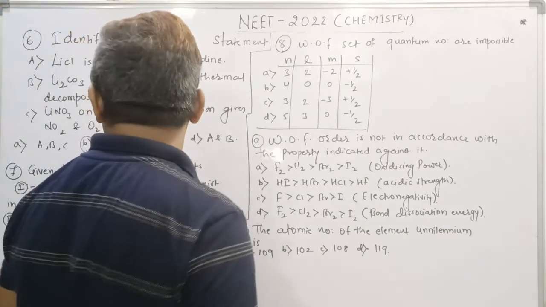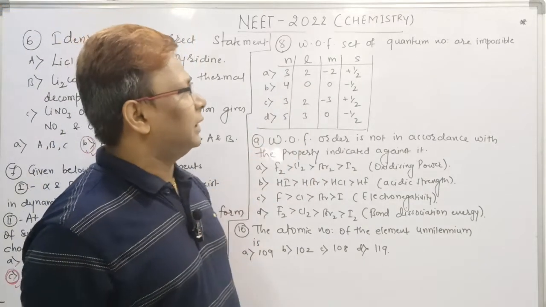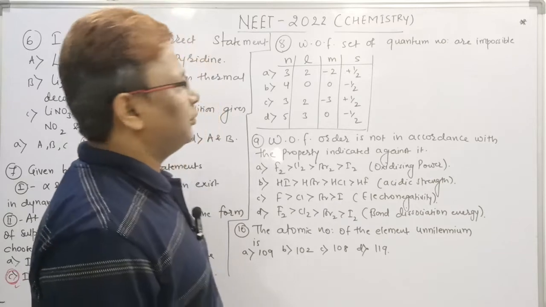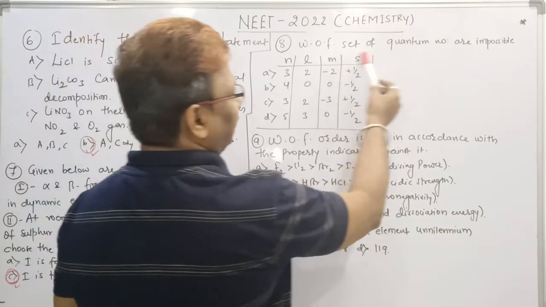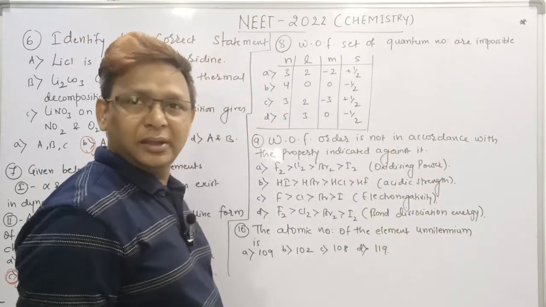Now question number 8. Which of the following sets of quantum numbers are impossible? Beta, which of the following sets of quantum numbers are impossible?